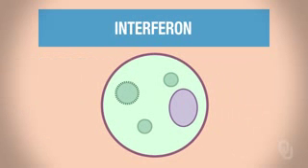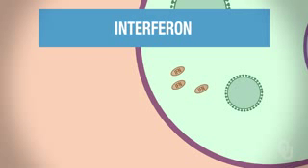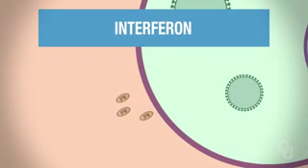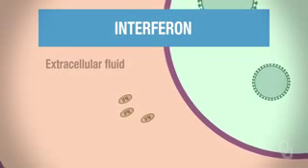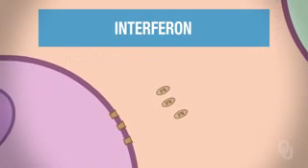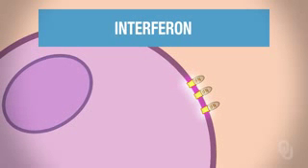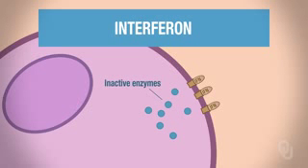We're going to take a cell, and it's been invaded by a virus. So what the cell does, once the cell is invaded by the virus, the cell is going to be releasing interferon. So the interferon is going to enter the extracellular fluid, and it's going to travel to healthy cells, cells that have not been invaded by the virus. And when it binds to these receptors on an uninvaded cell, this uninvaded cell now will produce inactive enzymes. So basically, this cell is just waiting. It's waiting to be invaded by a virus.